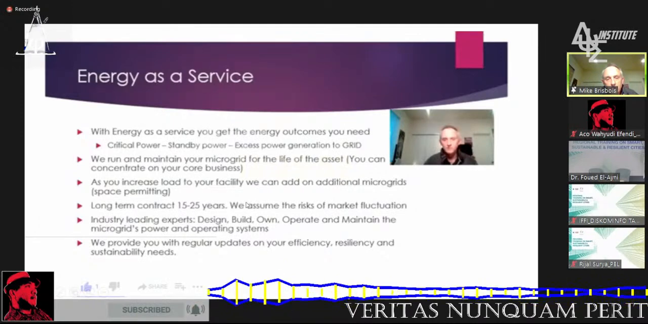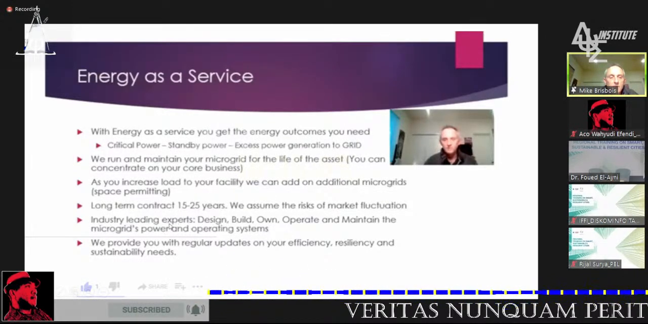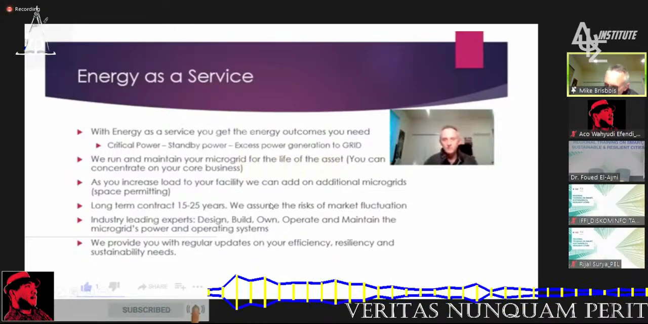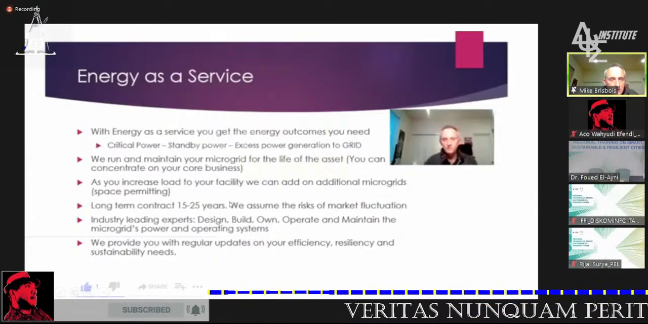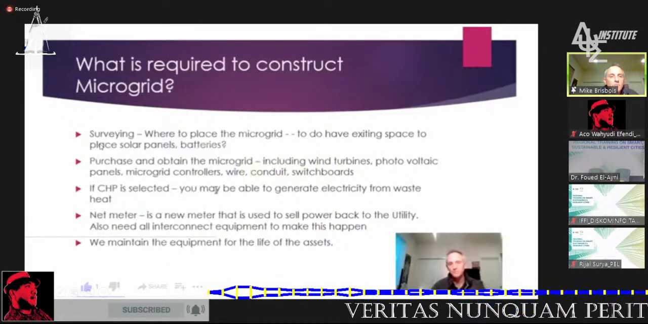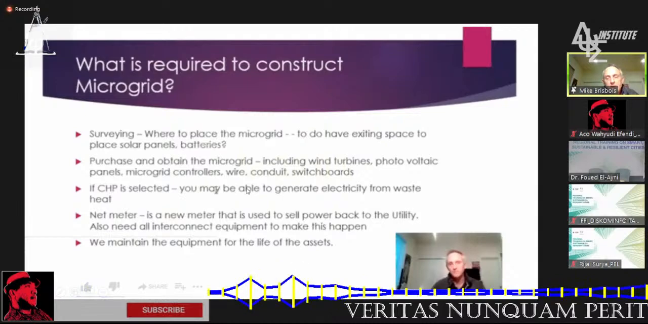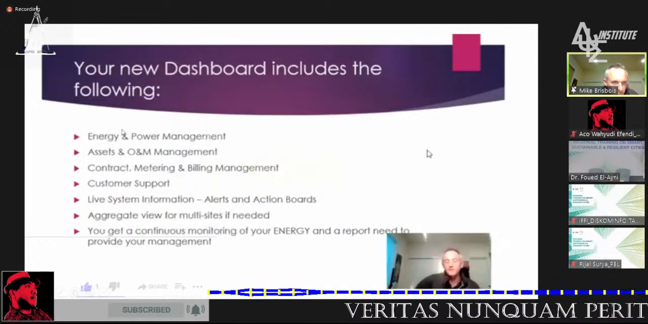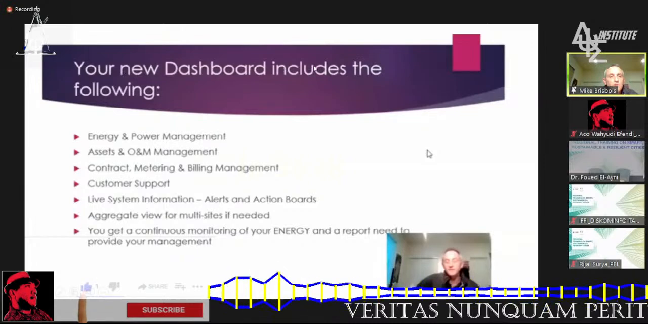Energy as a service, probably 15 to 25 years. We own it. We maintain it. We provide. We help you write the power purchase agreement with the utility. So CHP, combined heat and power, is another type of microgrid.